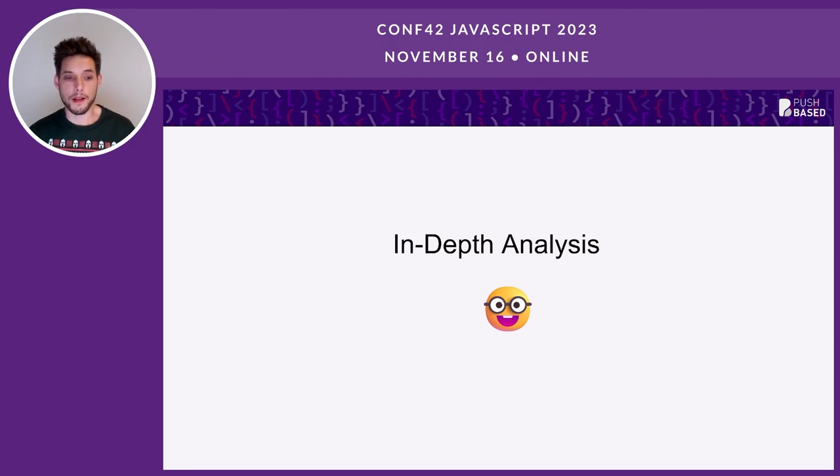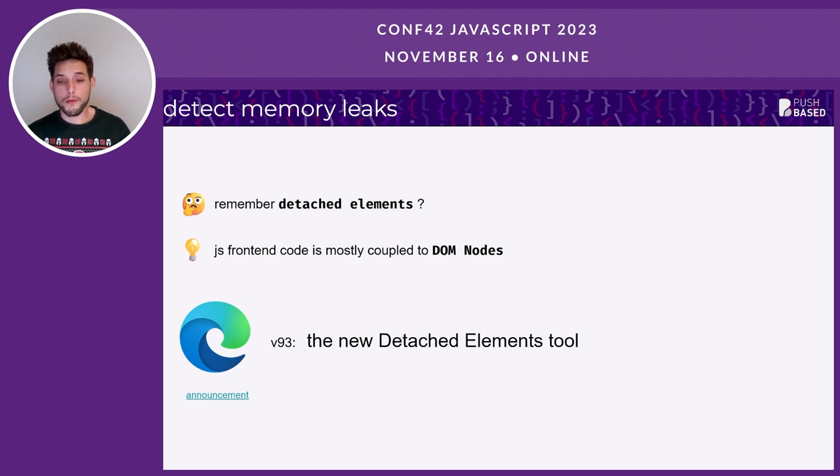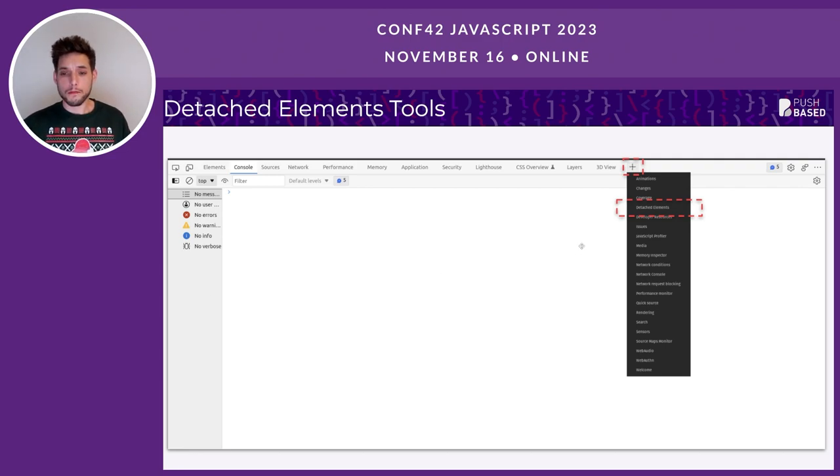So let's go into the in-depth analysis. Do you remember the detached elements I talked about before? This is very important, because most of the time as we develop front ends, we are tightly coupling our JavaScript code to DOM elements, as we are working with components that afterwards get DOM nodes. And this is really cool, because the Microsoft Edge browser, with version 93, added a new tool to their dev tools, called the detached elements tool, which dramatically helps in finding memory leaks based off component-oriented frameworks. So how does this work? This looks basically the same as the Chrome dev tools.